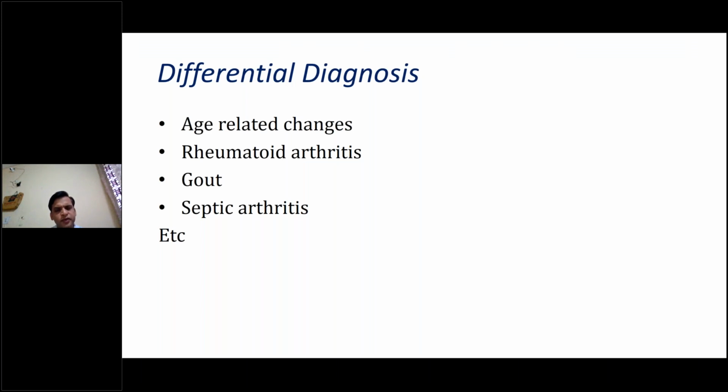Osteoarthritis may be due to age-related changes, while rheumatoid arthritis, gout, septic arthritis, or many other diseases may be in the differential diagnosis of OA.